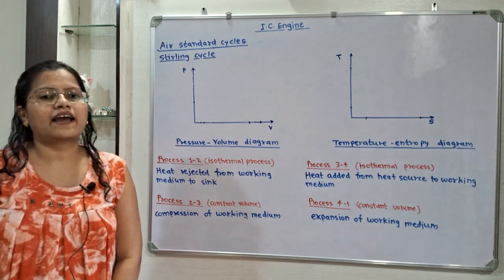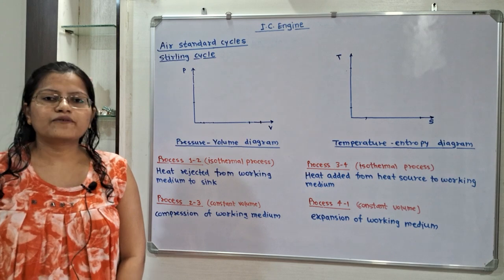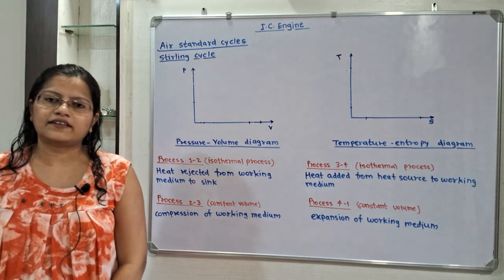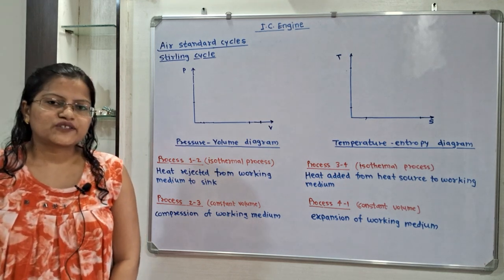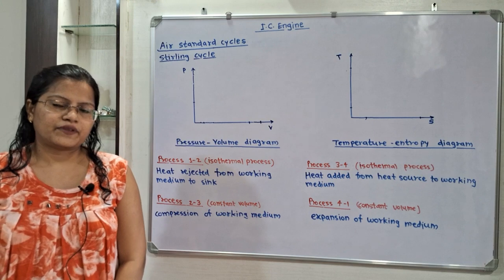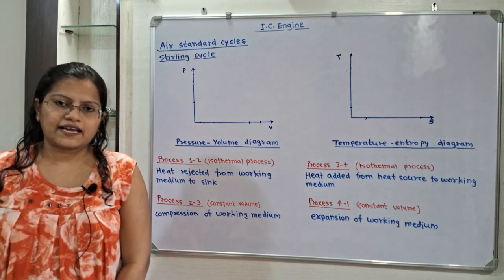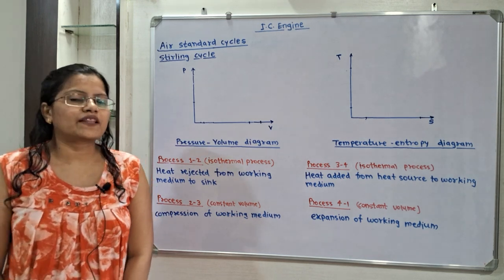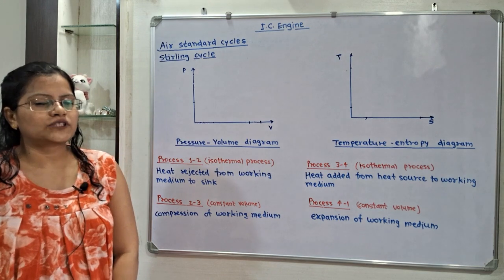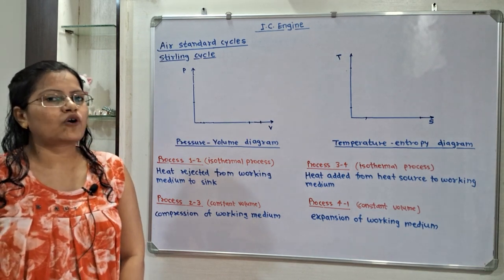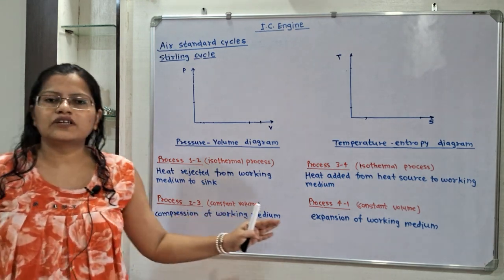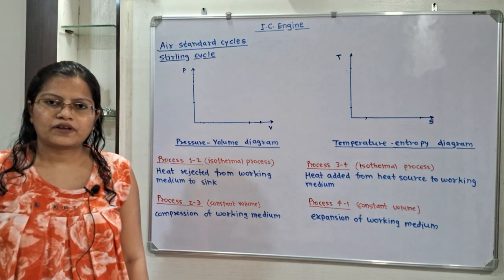Let us understand how to draw the pressure-volume and temperature-entropy diagrams for the air standard cycles. Air is used as a working medium. We will take the Stirling cycle. In this cycle, two processes are isothermal processes, that is, the process is taking place at constant temperature, and two processes are constant volume processes.